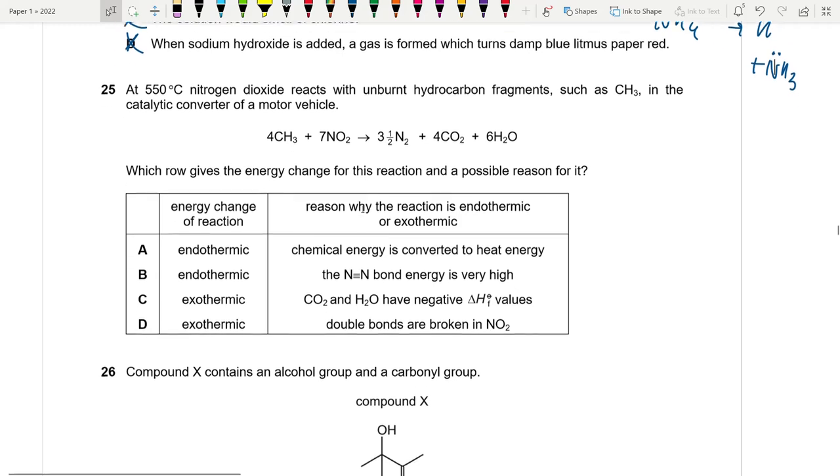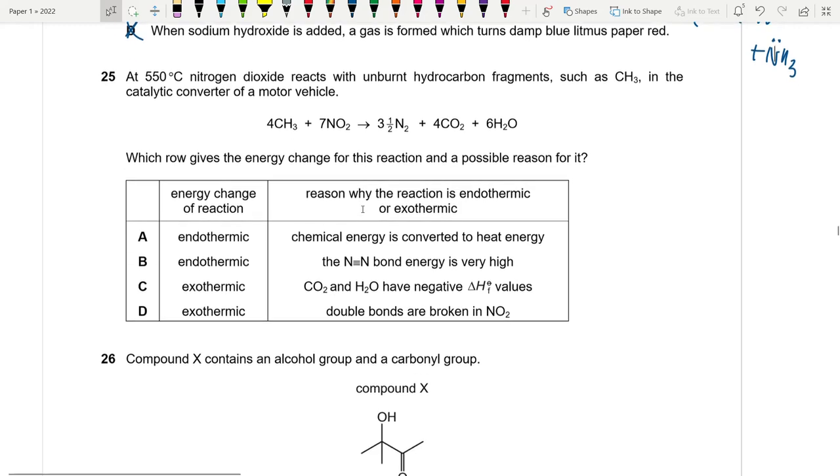Okay, 25. At 550 degrees Celsius, nitrogen dioxide reacts with unburnt hydrocarbon fragments such as CH3 in the catalytic converter of a motor vehicle. Which row gives the energy change for this reaction and a proper reason for it? This might be a common MCQ, I've seen this. The reaction change is endothermic.